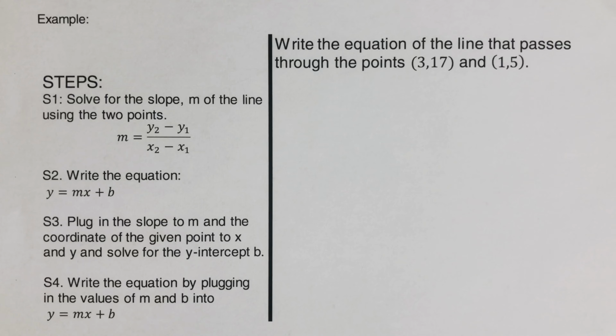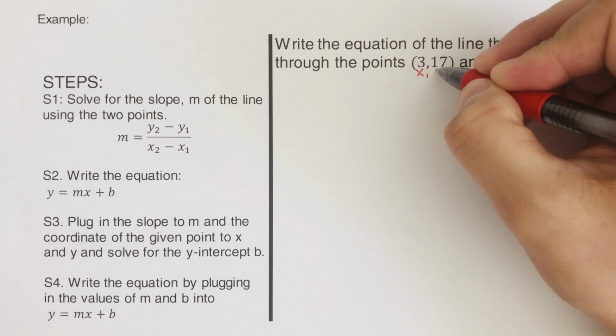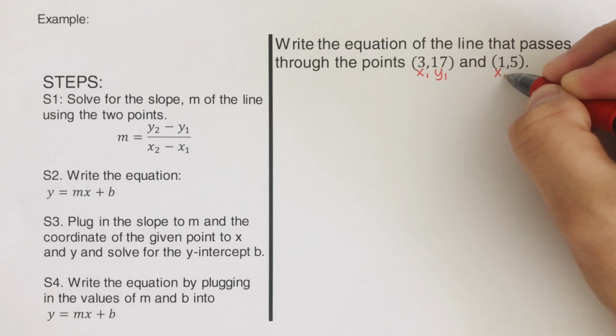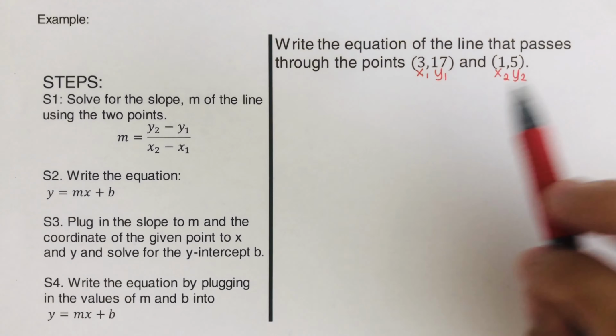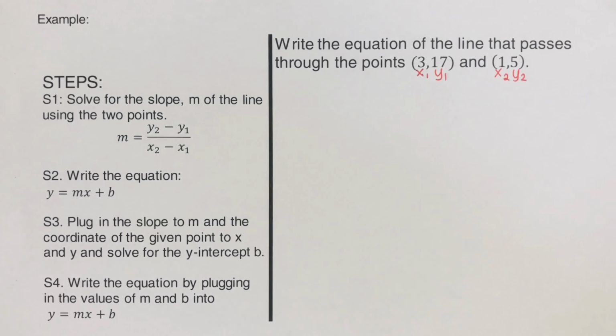Okay, so we go over the problem here. It's pretty much the same thing. We are going to label the points first. So this is the first point. So we can go ahead and say this is x sub 1, y sub 1, and this is x sub 2, y sub 2. So that means this is the coordinate of the first point. This is the coordinate of the second point.